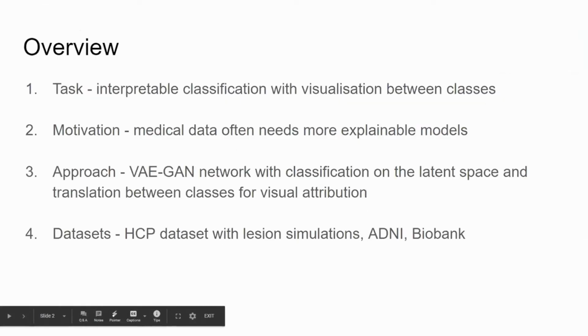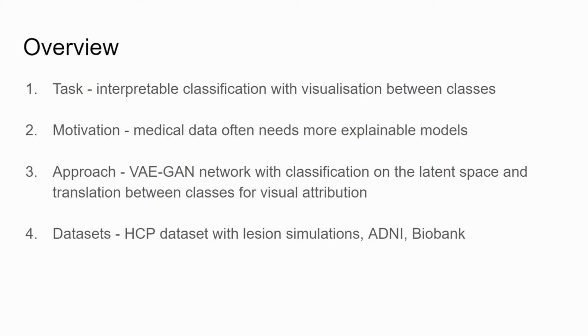So we developed a method for classification with visualization between classes. And this is motivated by the need in medical image analysis to use more explainable models with better feature visualizations. In particular, the method is based on generative models, so a variational autoencoder with a GAN to help with capturing all salient features in a class, and in addition, a classification module on the VAE latent space. To validate our methods, we applied it to various data sets, including the Human Connectome Project with simulated lesions, ADNI, which is an Alzheimer's data set, and Biobank for age or sex prediction.